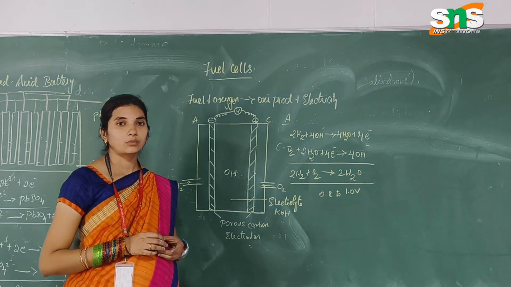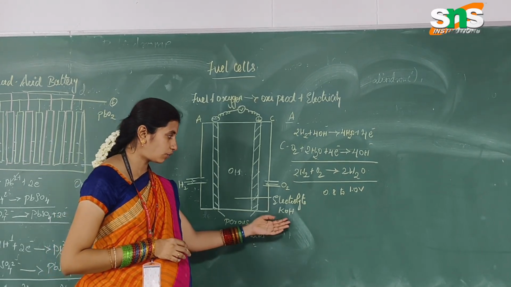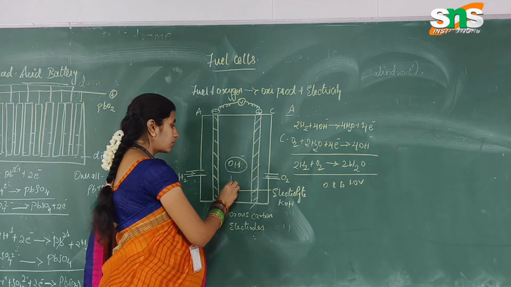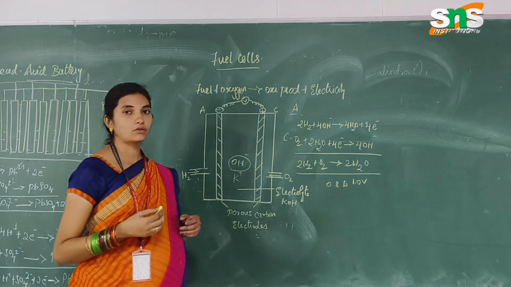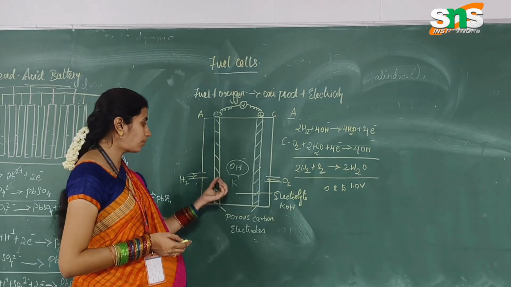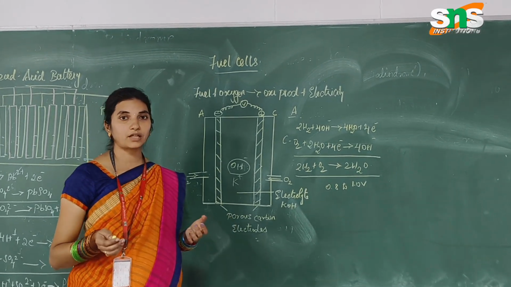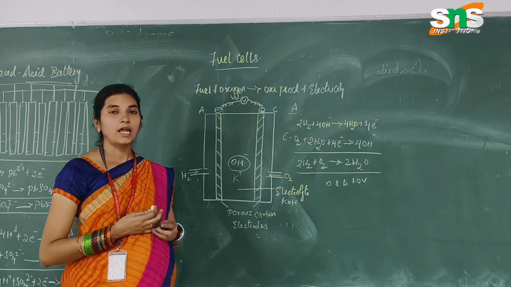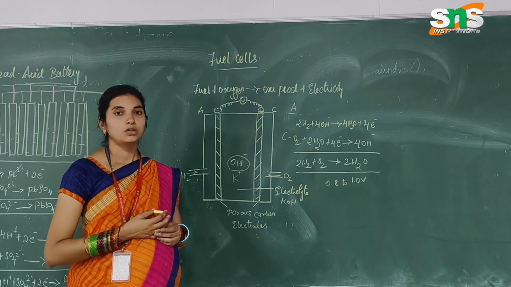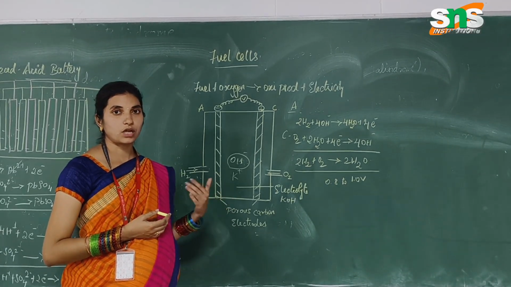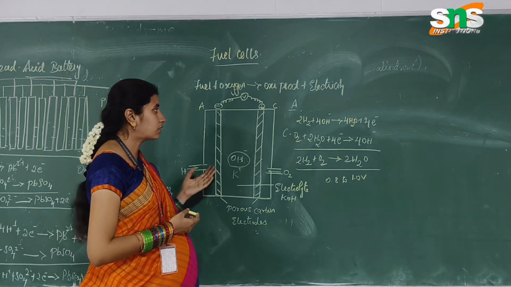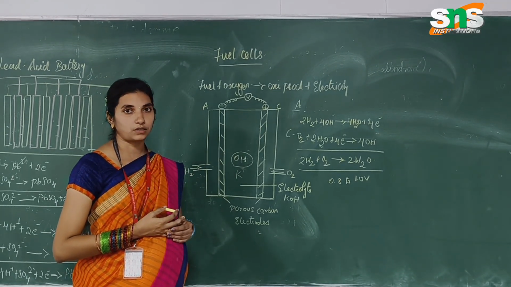Here the electrolyte is potassium hydroxide, KOH, in which the OH minus groups are formed and carry the electrons. Both the anode and the cathode are porous carbon electrodes, and the electrons are transferred by the positive and negative ions. Now let us see the anode and cathode reactions.